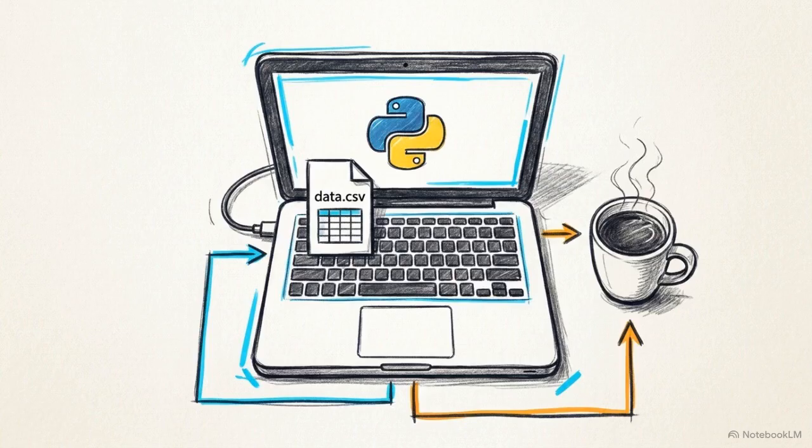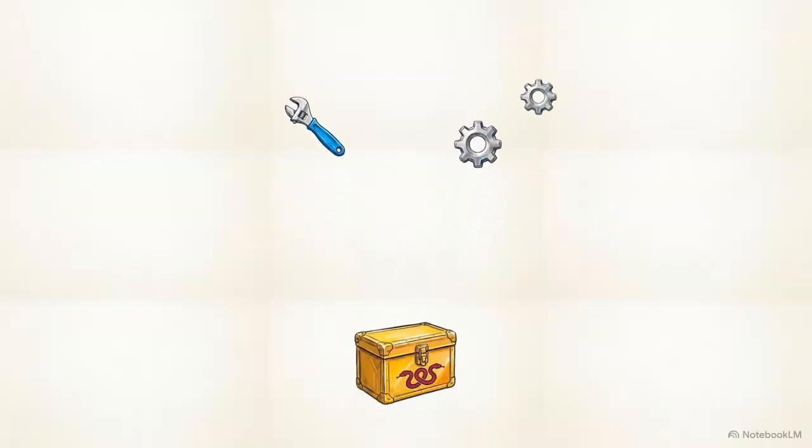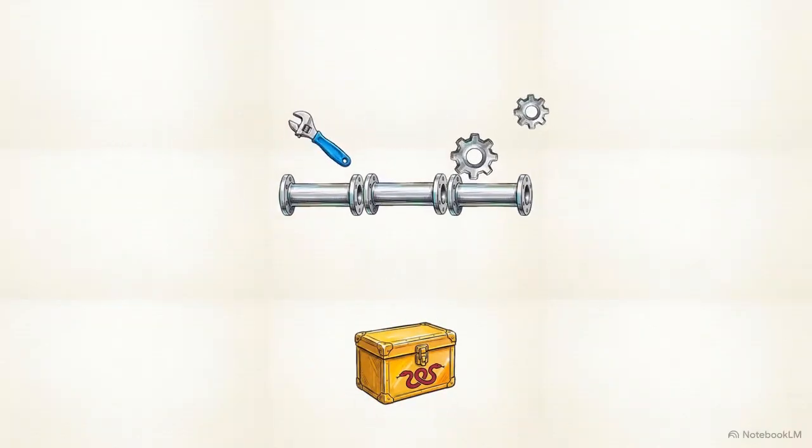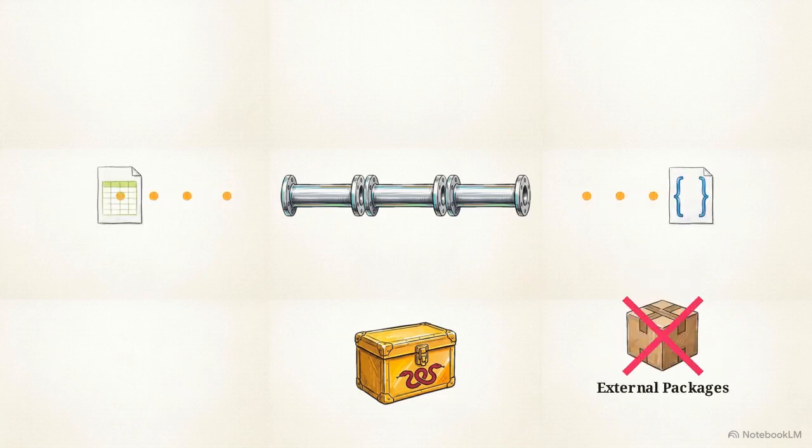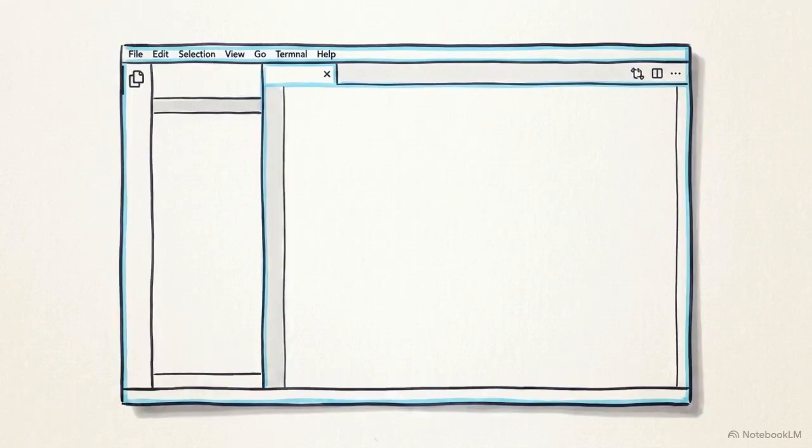To follow along, you need a local installation of Python 3, a code editor, and the sample data file linked below. We will build this entirely using Python's built-in standard library. Using these native tools allows you to build reliable data pipelines without relying on external software. Start by opening your code editor and creating an empty project directory.